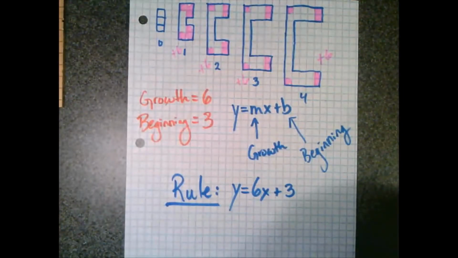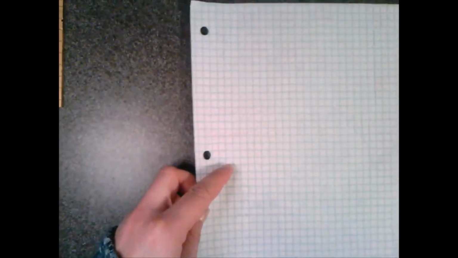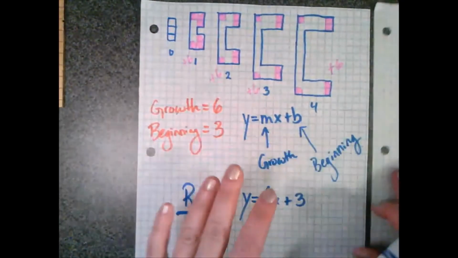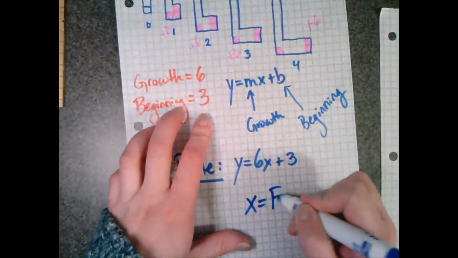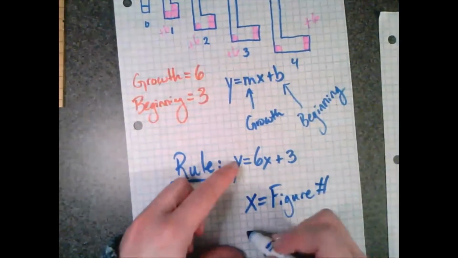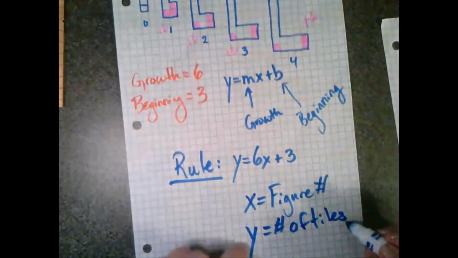So let's start with a blank piece of graph paper. And boom. If you want to do this with me, it'd be super cool. First things first, I need to figure out, which I didn't do on the last one, how many tiles, or how far up I need to go. So if x equals figure number in our equation here, then y equals number of tiles. Those are the two things we work with in tile patterns, figure number and number of tiles.